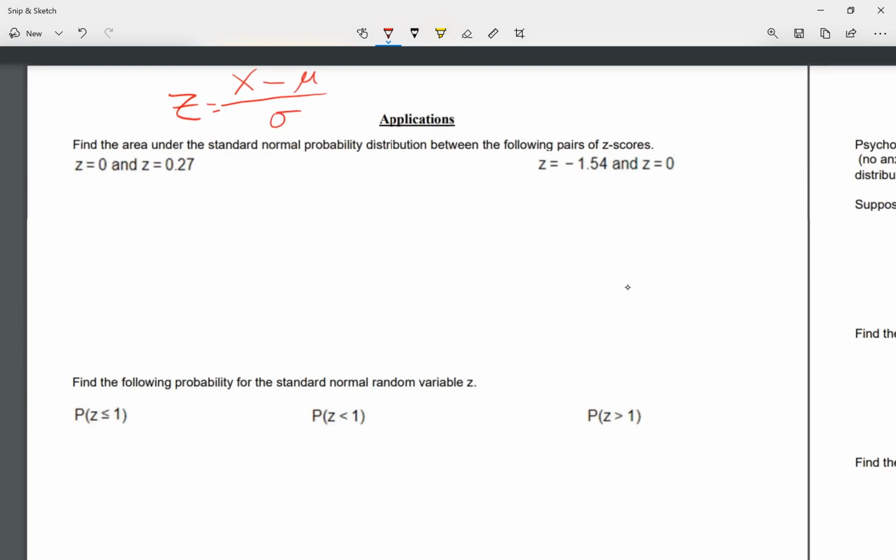Mu, again, is our average, our mean, however you guys want to call it. And sigma is the standard deviation. So mu and sigma are usually given. But sometimes we have to find the z-score. Sometimes we have to find x.